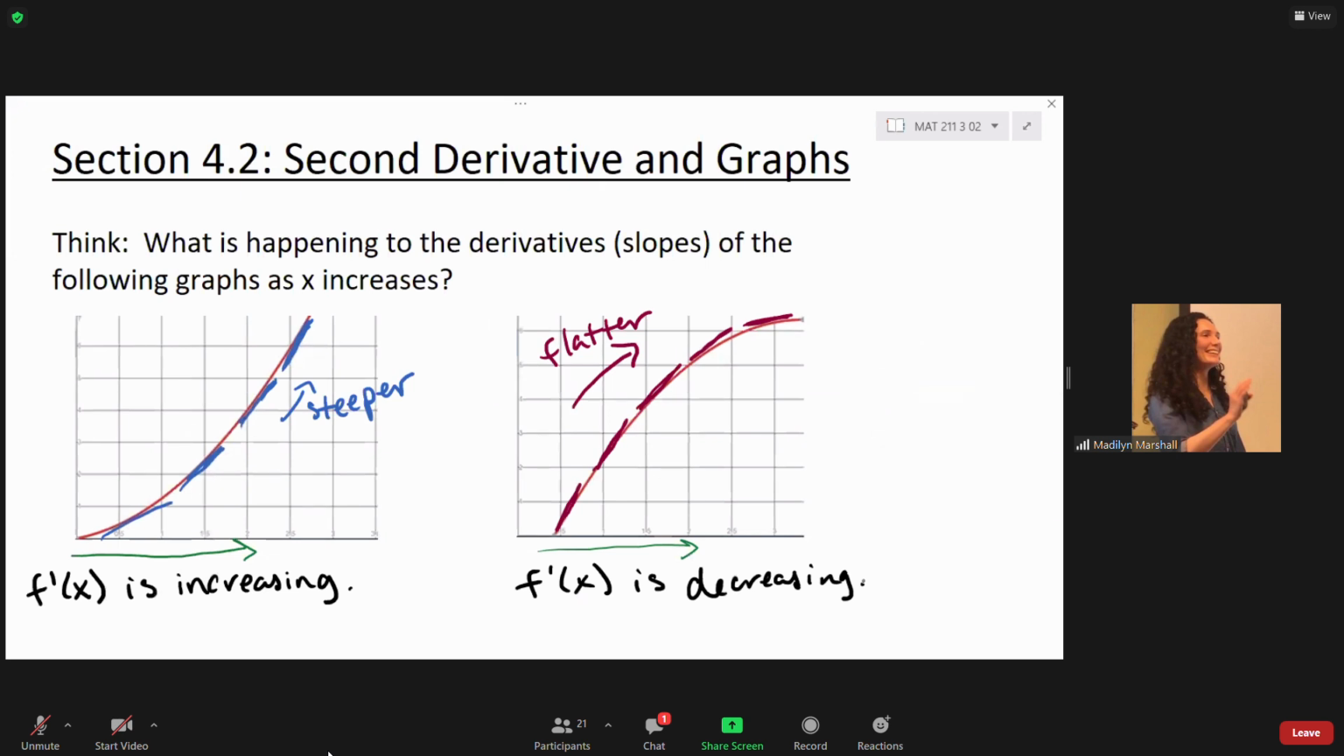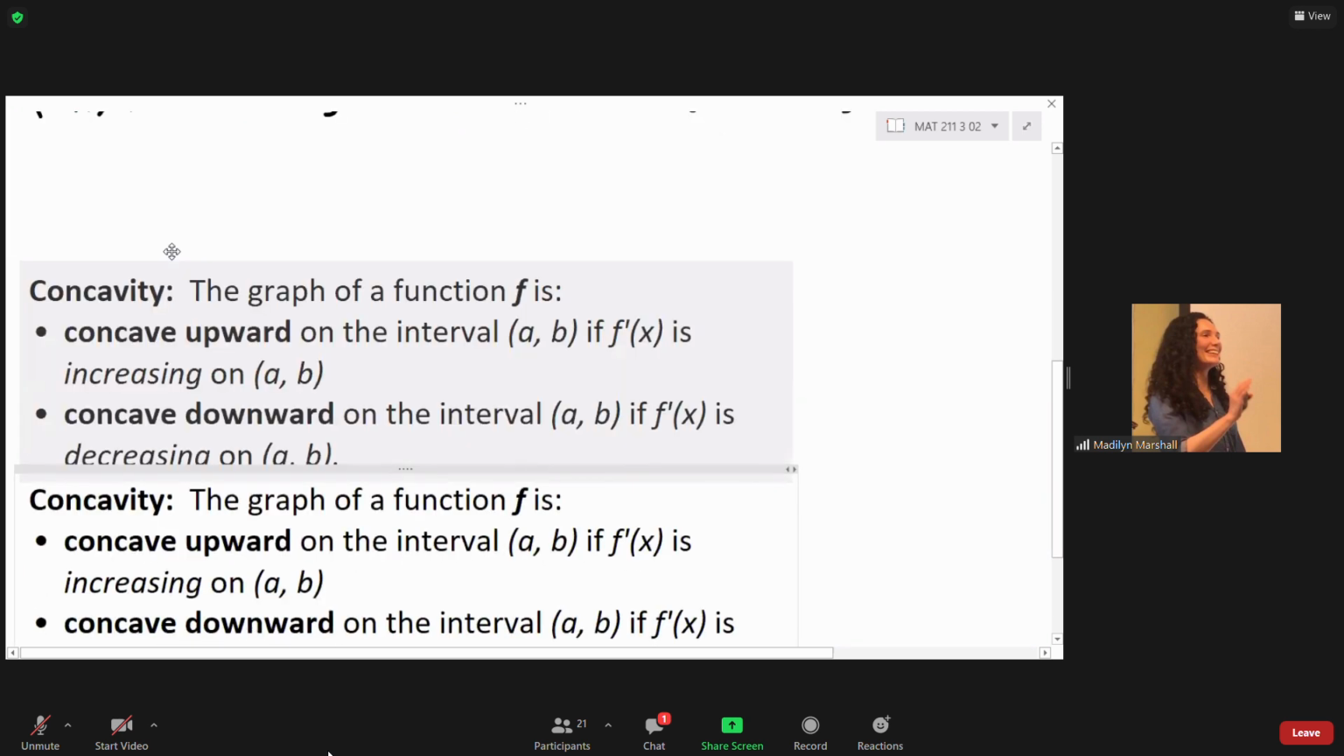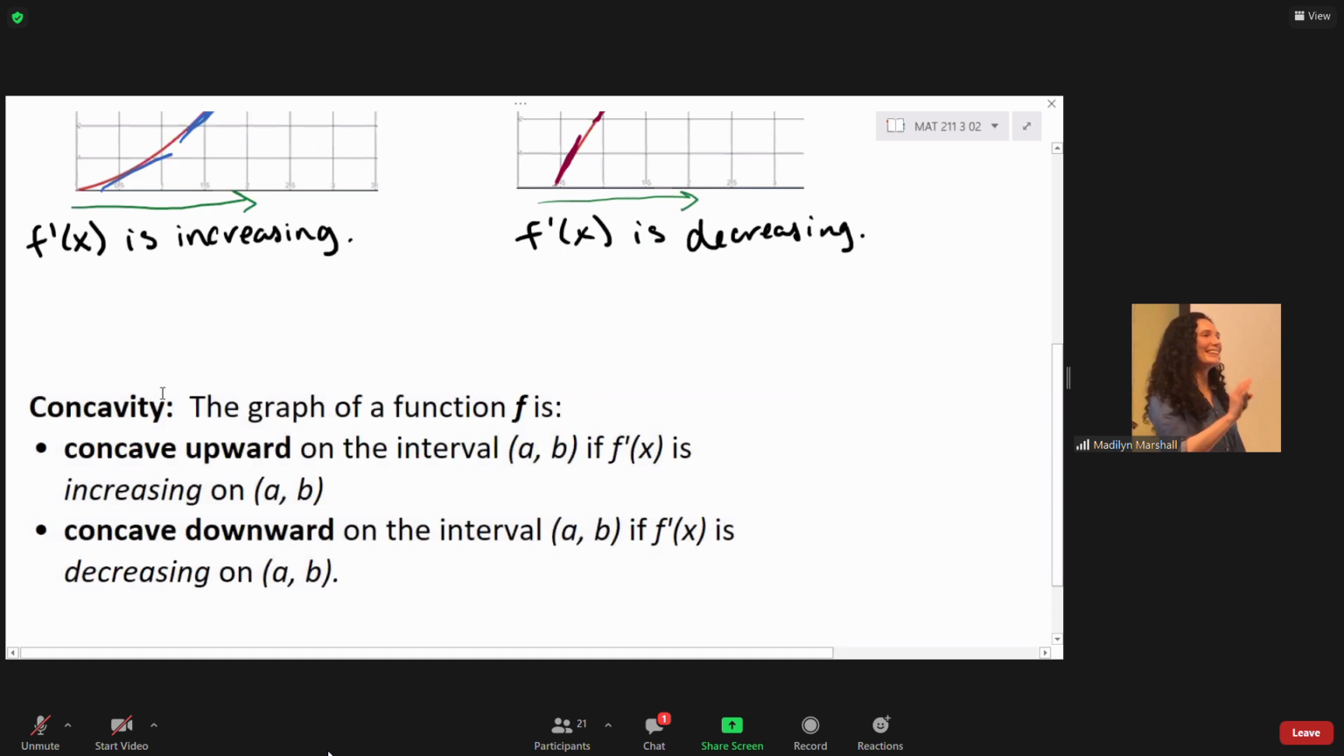So these two shapes have names as well. And those are about the concavity of a graph. So I'm just going to leave this here for a moment before we unpack these two definitions.